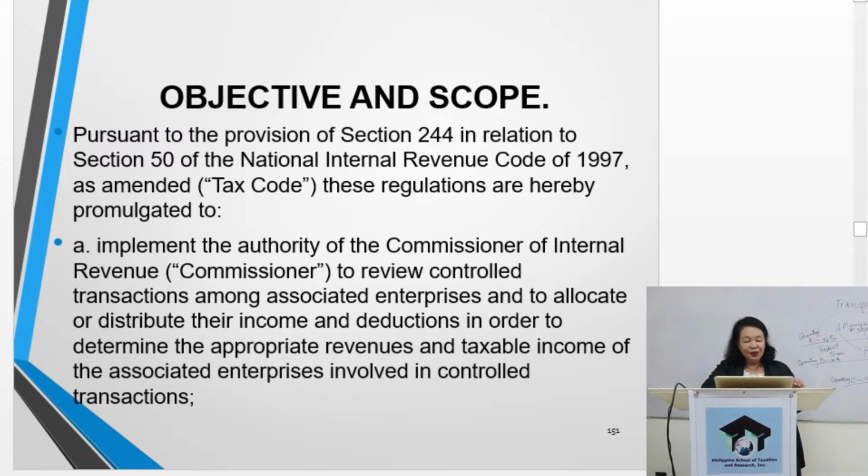Okay. So, go back po tayo sa Revenue Regulations 2-2013. Ito pong tinatawag natin na Transfer Pricing Guidelines, no?